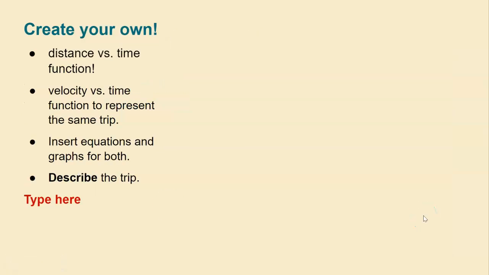And then finally, they're going to do this themselves. They're going to create their own distance time function, their velocity time function. They're going to put equations and graphs for both and describe the trip. I do encourage them to go back to slide 4 and 5, because that's where I first gave them a distance time graph and then the corresponding velocity time graph to go with it. So they can use that for inspiration. They can't use that exact same one, of course, but they can use one similar to that. So they could just tweak it a little bit and make their own.